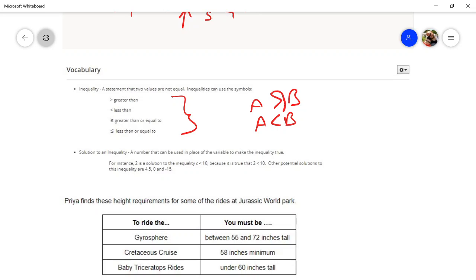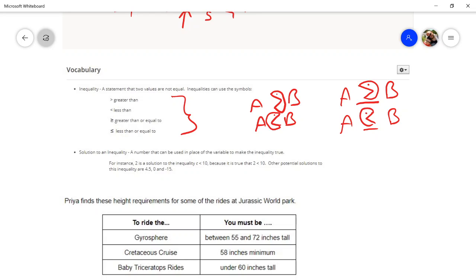Okay, this means A is greater than B, because that's the way he's going to go. This one is A is less than B. He's going to go eat the B. A is greater than or equal to B. And then A is less than or equal to B.